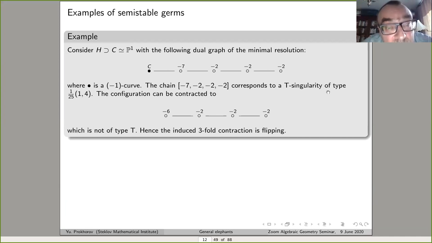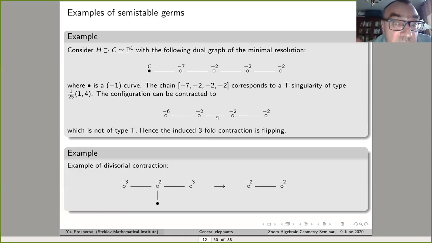It is flipping, it is not divisorial. It's not divisorial because under this assumption terminality should be kept under divisorial contraction, but it isn't kept under flipping ones. And here is an example of divisorial contraction like this. Contracting the black vertex, which is a minus one curve, we get dual singularities. Therefore, the singularity downstairs is Gorenstein. This means that this is not the case of flips, so it's a divisorial contraction.